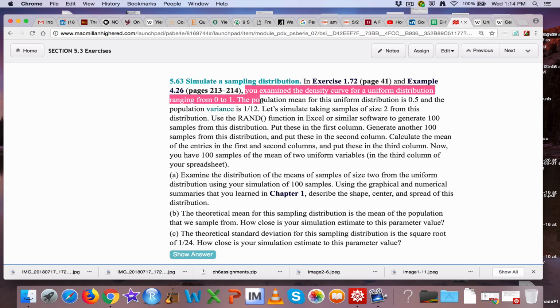Turns out the population mean for this distribution is 0.5, halfway between 0 and 1. And the population variance is 1/12, which means the population standard deviation would be the square root of 1/12. Okay?